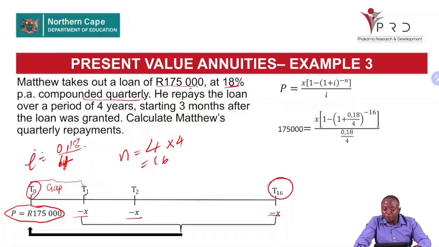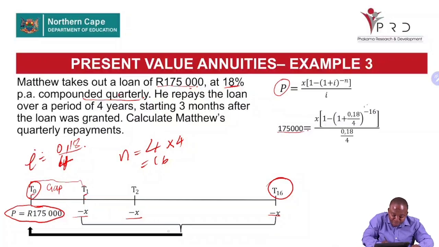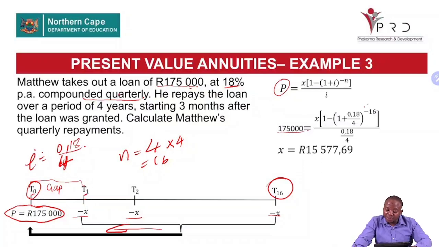We substitute into the formula where we're saying in the space of P, what do we put? 175,000, which is the money received. It equals X. X remains as an X as it is our unknown. Open bracket 1 minus 1 plus 0.18, which is I, divided by 4, which is our compounding period, all raised to the power negative 16, to show you that we are going back to the present. That's what we are doing then. All over 0.18 over 4. Then we solve for X there. We get X as 15,577.69. This is easy to say.